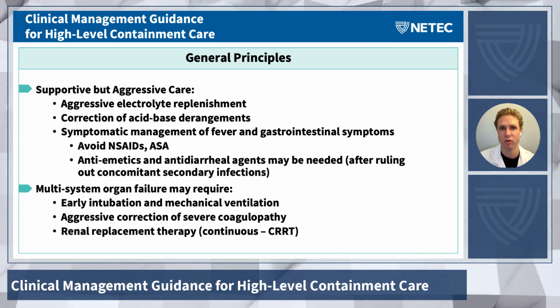We want to make sure that we aggressively correct any electrolyte deficiencies or abnormalities that may be present. We want good symptomatic management of fevers and gastrointestinal symptoms, but we want to avoid things like NSAIDs and aspirin because of their interference with the coagulation cascade. And again, we want to think about early intubation and mechanical ventilation if that is a direction that patients are unfortunately heading towards. And we will discuss the others in a moment.